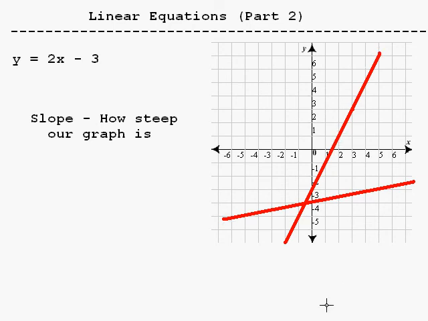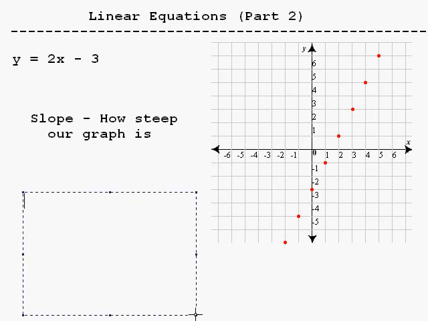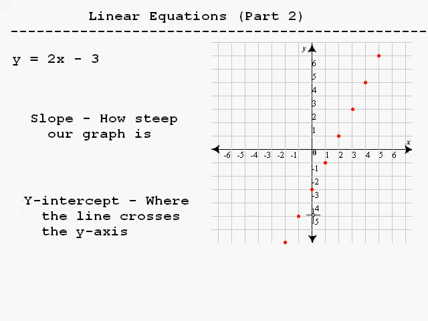Okay, next we have an idea called our y-intercept. That's where the line crosses the y-axis. If you look here, our y-intercept is here at negative 3. The y-intercept is where the line crosses the y-axis, or where it intercepts it.